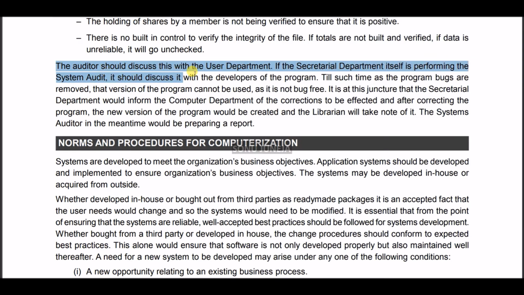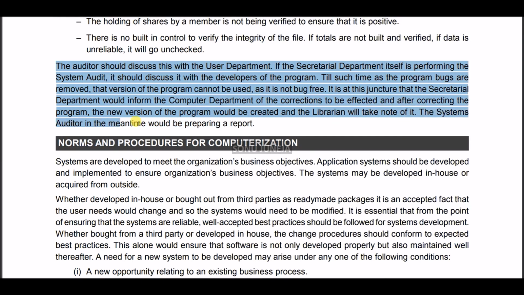Now the auditor should discuss with the user department, if the secretarial department is performing the system audit, and should discuss it with the developers of the program. Till the time such program bugs are removed, that version of the program cannot be used. That is not bug free. So at that juncture the secretarial department would inform the computer department of the corrections to be effected. After correcting the program, a new version of the program would be created and the librarian will take note of it.